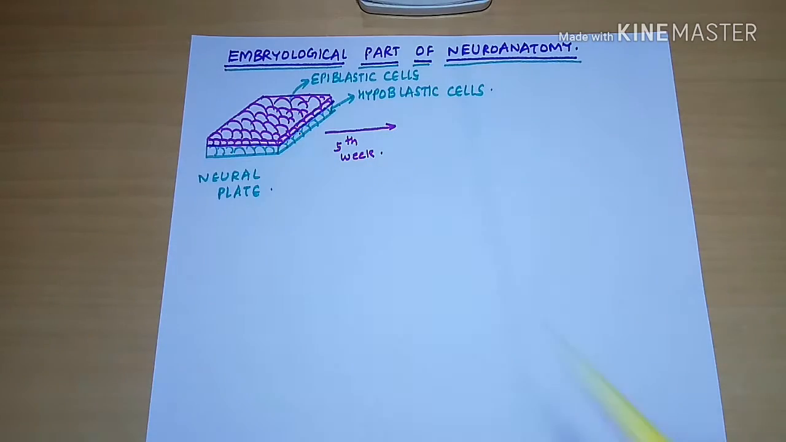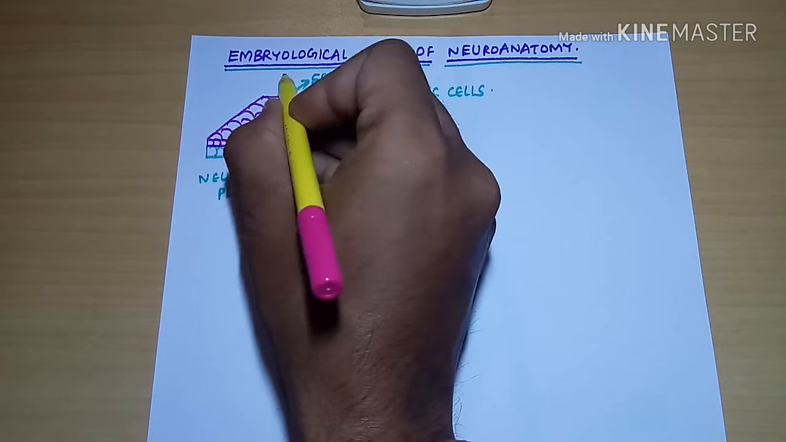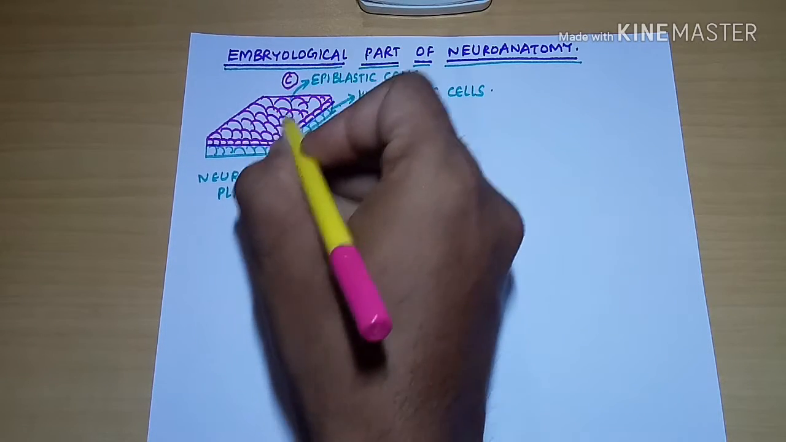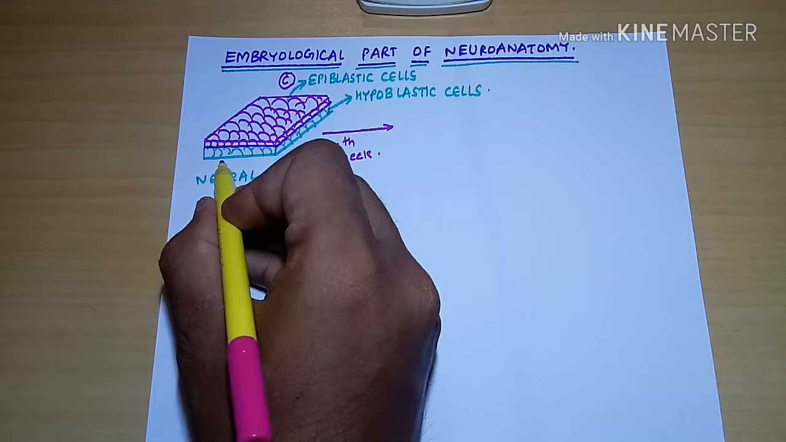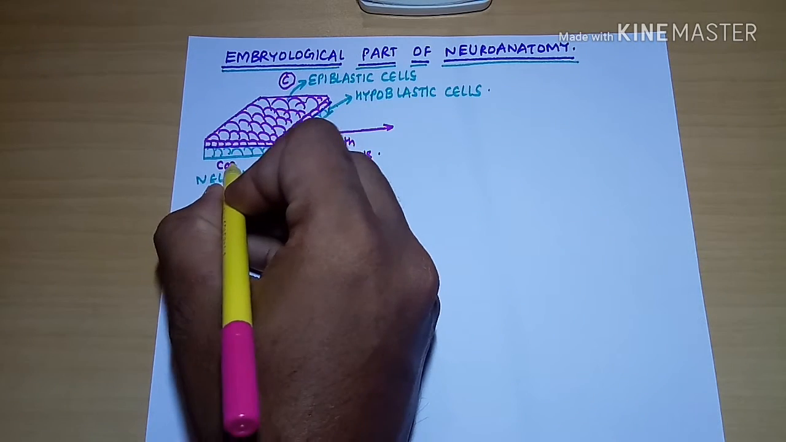If this section of the neural plate is the cranial end, then this is the caudal end. This is the cranial end and this is the caudal end.